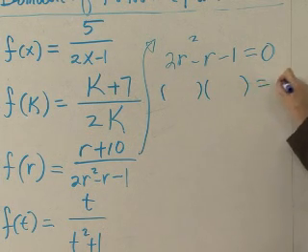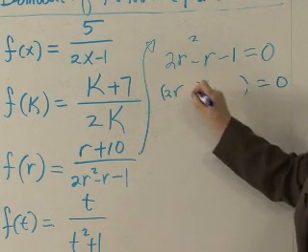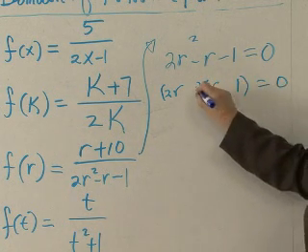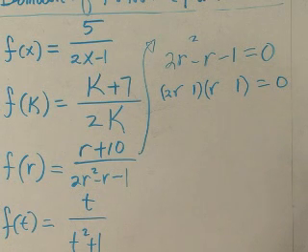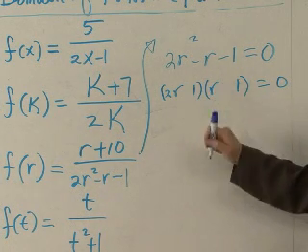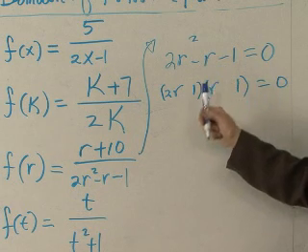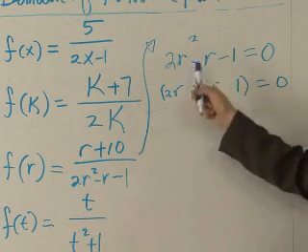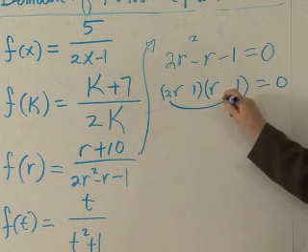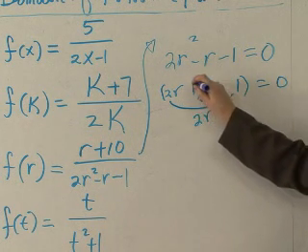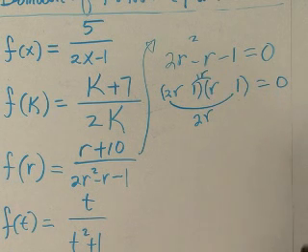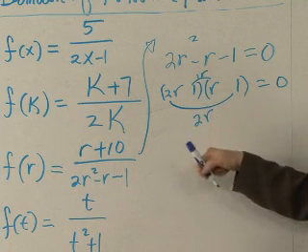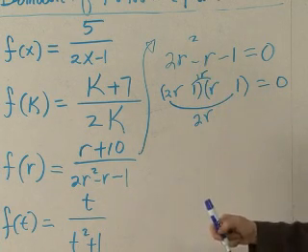So 2r squared factors to 2r times r. The negative 1 is going to factor to negative 1 times positive 1, but I don't want to put my signs yet. Remember, since the last term is negative, your signs will be positive, negative, or negative, positive. But to make sure I got this right, I'm going to look at the outside. The outside is 2r, and here 1r. And I'm looking at the difference because one of them has to be positive, the other one has to be negative, but I want a negative middle term.